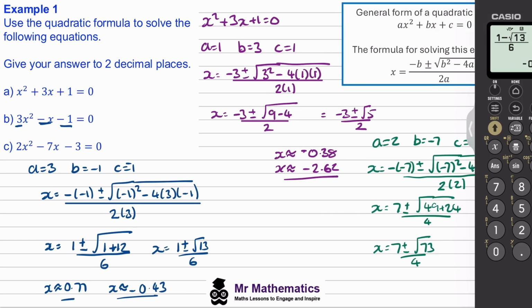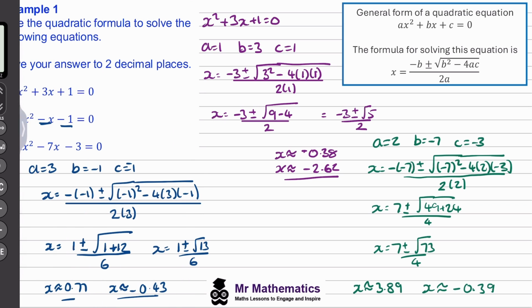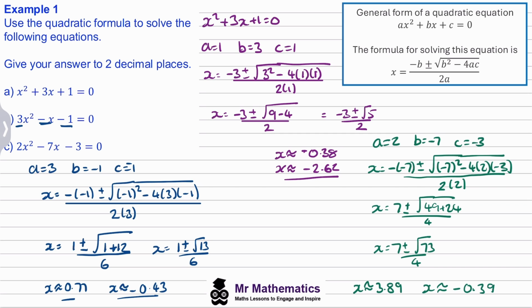As decimals, we get x is approximately 3.89 and approximately negative 0.39. Okay, how did you get on with that? Let's try example 2.